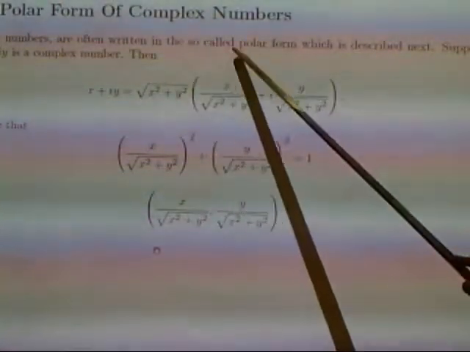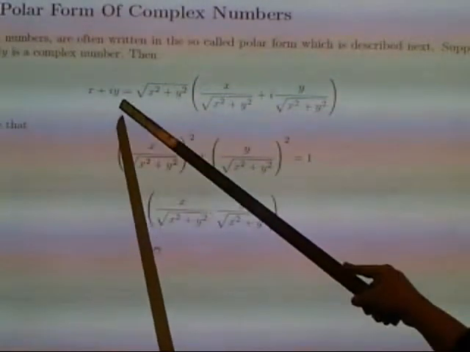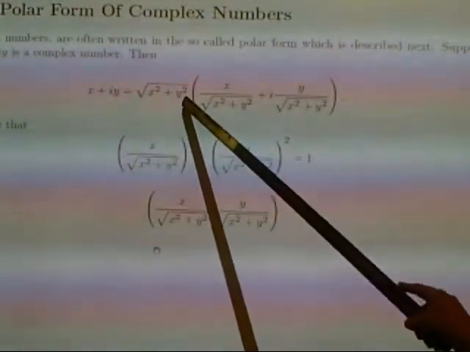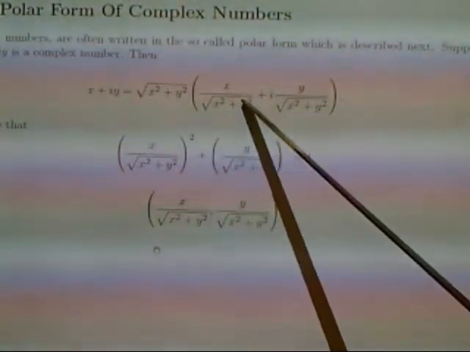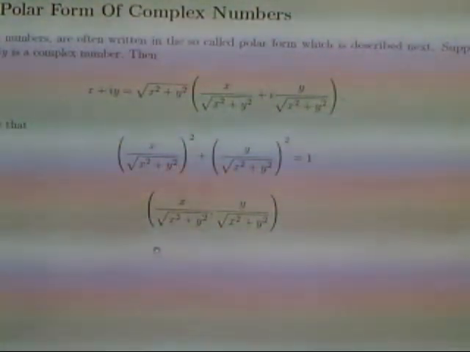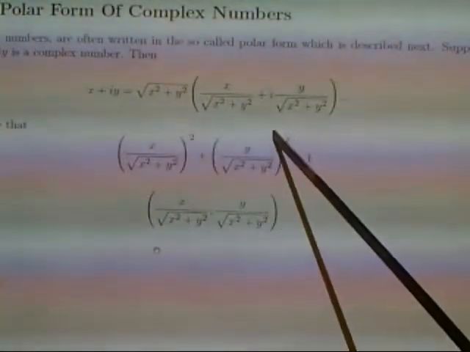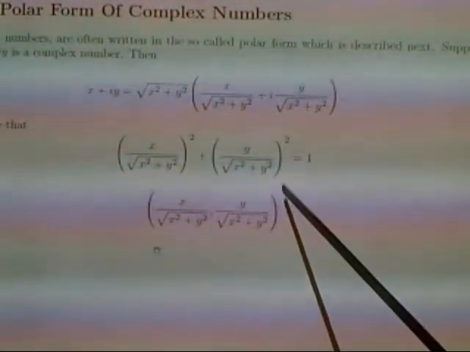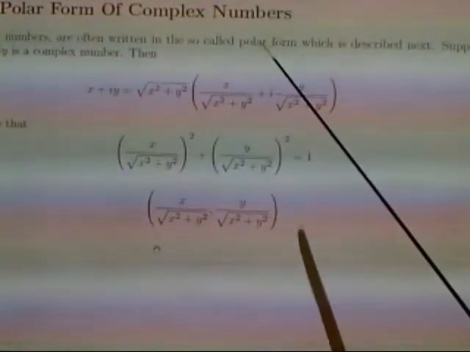This is the polar form of the complex number. If you see x plus iy, it can be written as the square root of x square plus y square, in the bracket, x divided by the square root of x square plus y square plus i multiplied by y divided by the square root of x square plus y square. You can write it in this format, and finally in this format. Those are the polar form of a complex number.